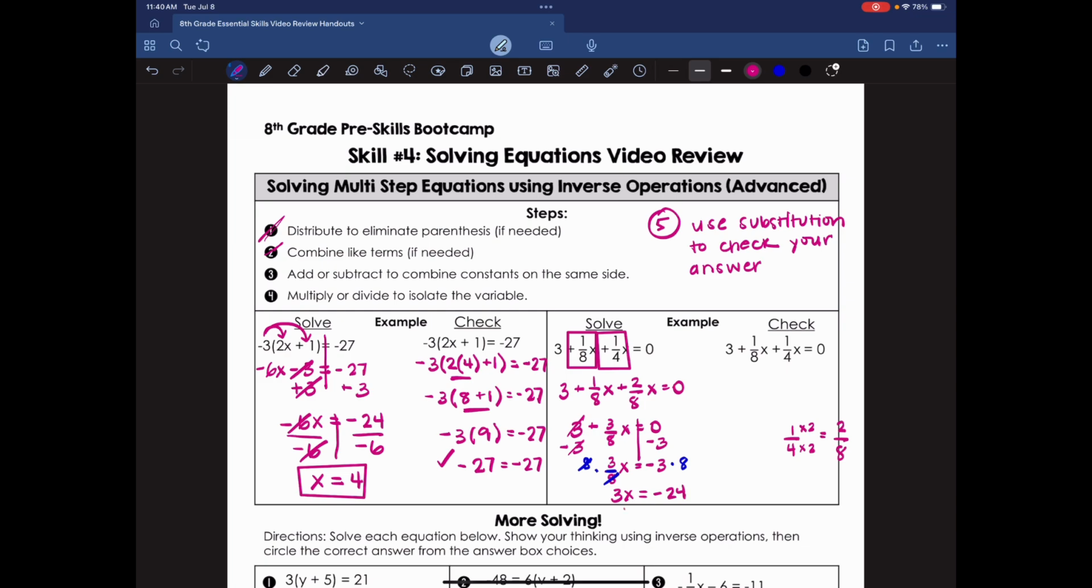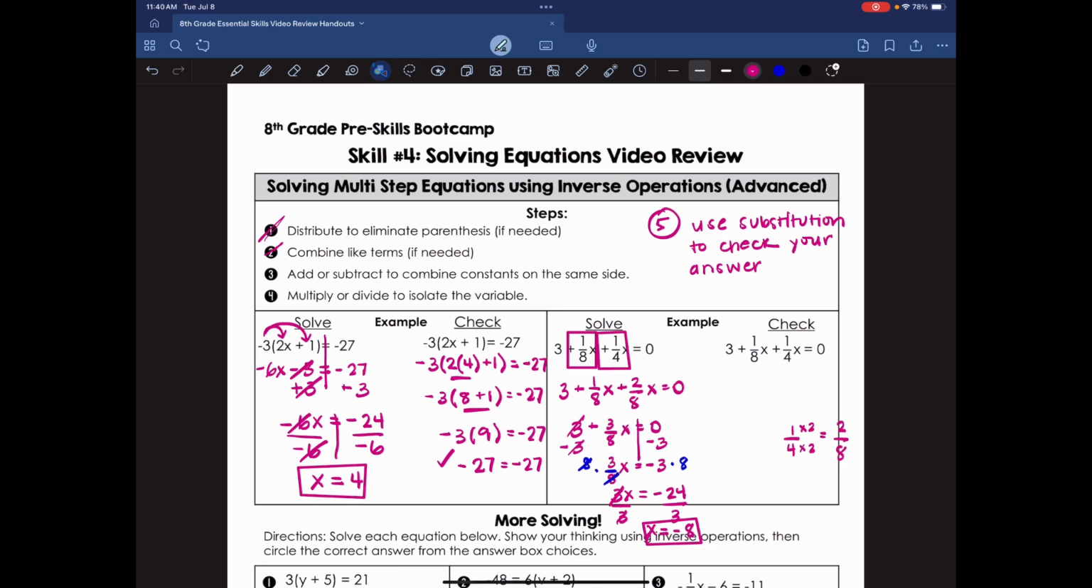And now we just have to get rid of the 3. So 3 times x, the opposite of multiplication is division. I'm going to divide both sides by 3. My 3's cancel out, and we are left with very little room. But we've got a negative divided by a positive, which is a negative. And 24 divided by 3 is 8. So it looks like our final answer should be x equals -8.